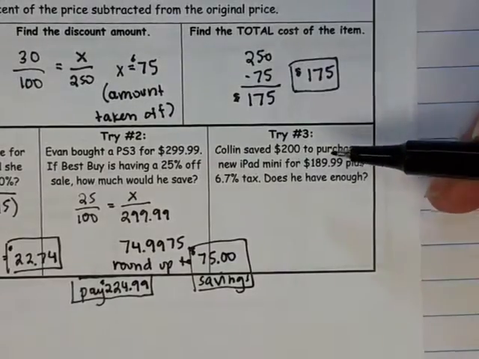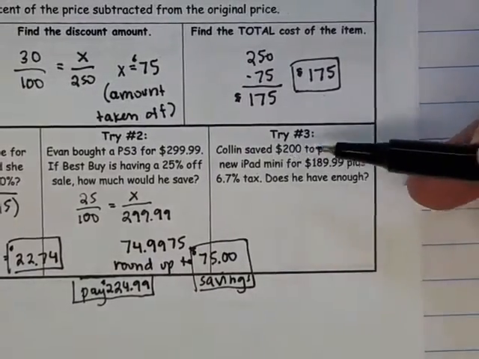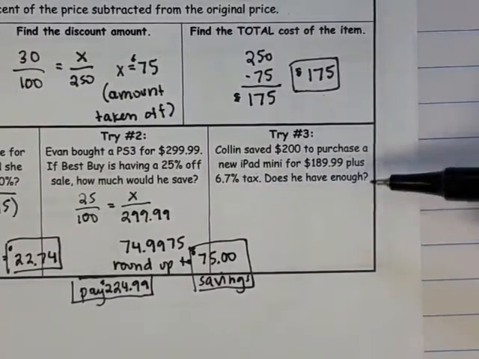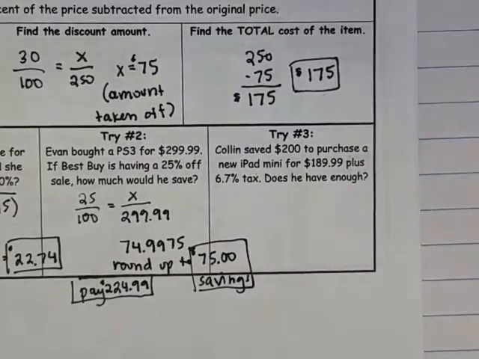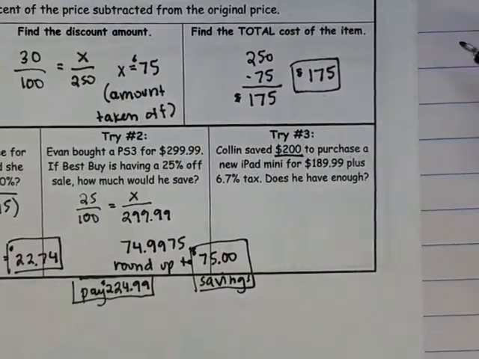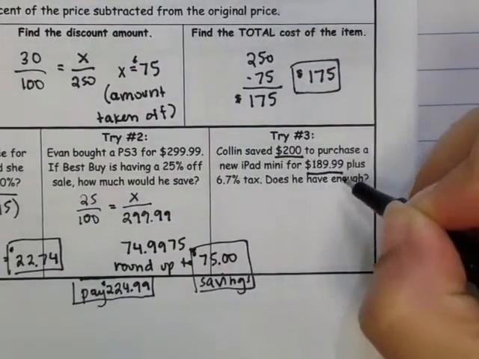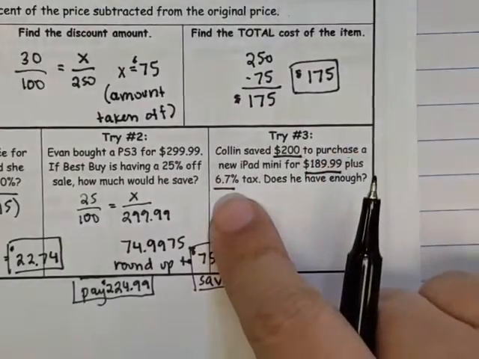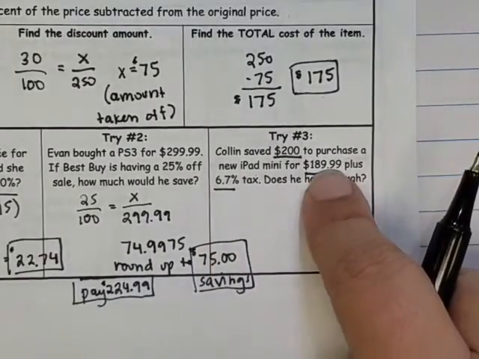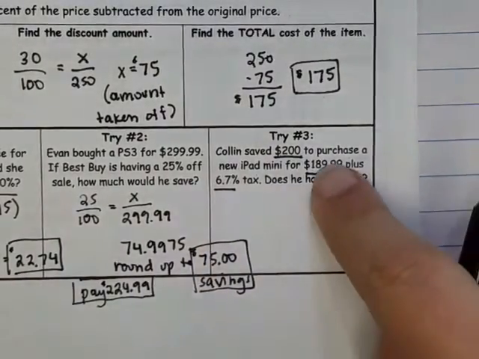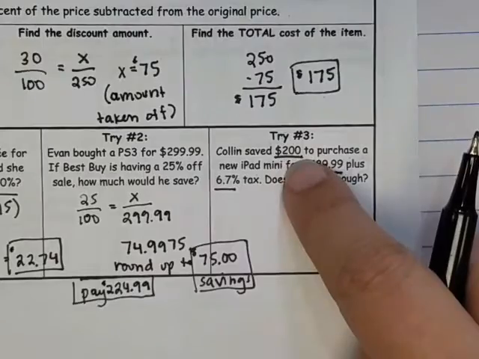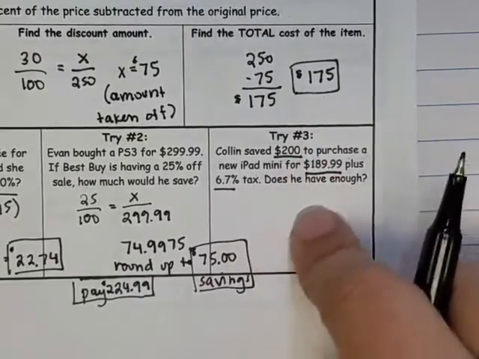And then number 3, we've got Colin, who saved $200 to purchase a new iPad mini for $189.99 plus 6.7% tax. Does he have enough? So in this problem, they actually give you an extra number. The extra number is right here. And we're not going to use this number until the very end, because really what we want to focus on is the $189.99 and the 6.7%. So we need to figure out what is 6.7% of $189.99. Once we get that tax, we'll add it back here and we'll see what our total is. If our total is under 200, then we have enough money. If our total is over 200, we don't have enough money. So let's go ahead and figure that out.